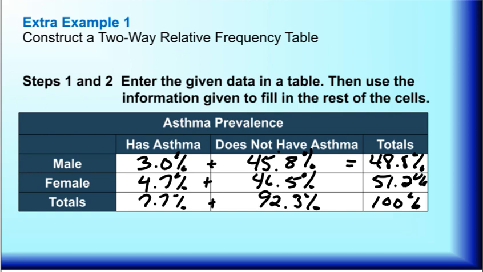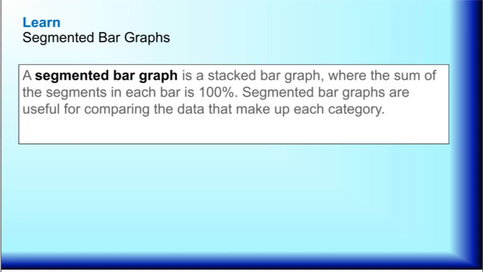So that is one way of doing the first types of problems. Next part is a segmented bar graph. A segmented bar graph is a stacked bar graph where the sum of the segments in each bar is 100%. Segmented bar graphs are useful for comparing the data that make up each category.